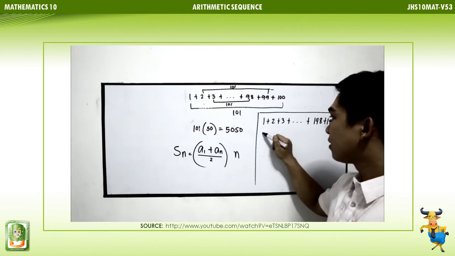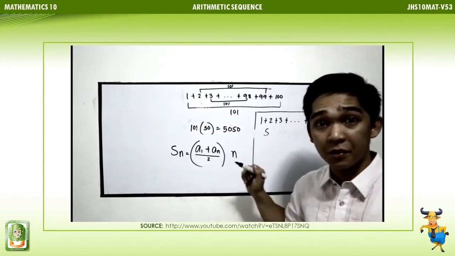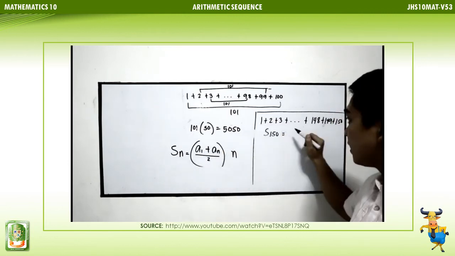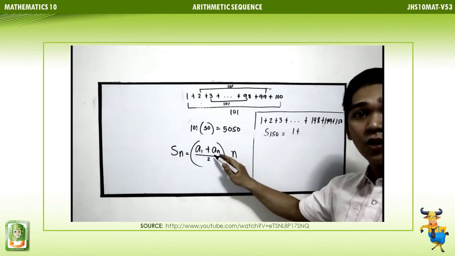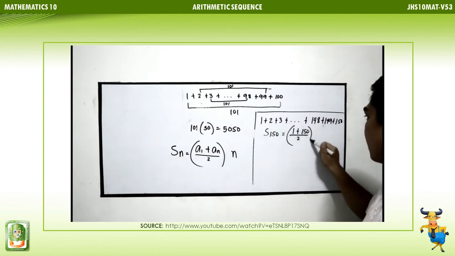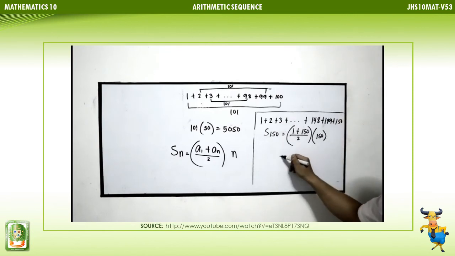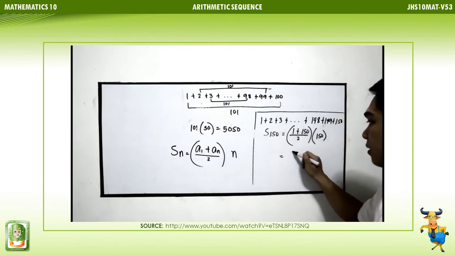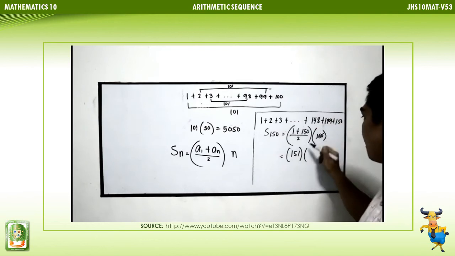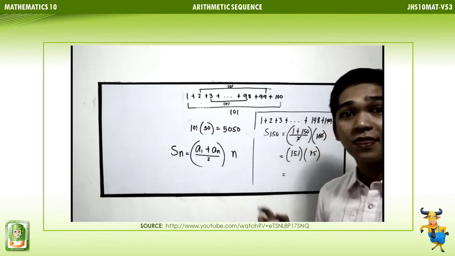Following the formula, we have SN. Since we're looking for the 150 terms, S150 is equal to A1, which is 1, plus AN, the last term, 150, divided by 2, times the number of terms, 150. 150 plus 1, that is 151, times, using the cancellation method, 150 divided by 2, that is 75. To find the product, 151 times 75.